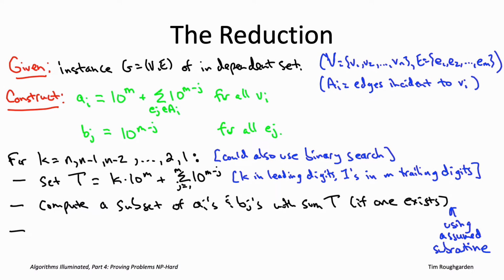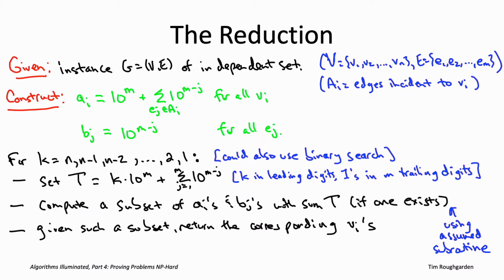If it does return a subset of the AIs and the BJs, well, then we're just going to return the vertices that correspond to the AIs in the sum. Okay, so if the sum has like A1, A3, and A5, along with some Bs like B7 and B9, whatever, we're going to return the vertices V1, V3, and V5. And that will be our final answer, which, as we'll see in the proof of correctness in the next slide, will in fact be a maximum independent set of the input graph capital G.